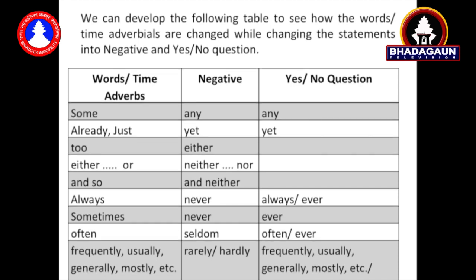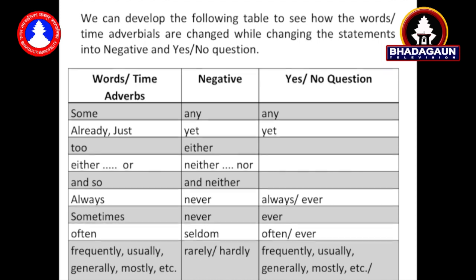Already and just are changed into yes, both in negative and question. Do is changed into either in negative, but it is not changed in yes no question. Either or is changed into neither nor in negative, and neither is a negative word, and nothing is done in the case of yes no question. And so is changed into neither or nor can also be used, and it is a negative word itself, and nothing is done in yes no question.